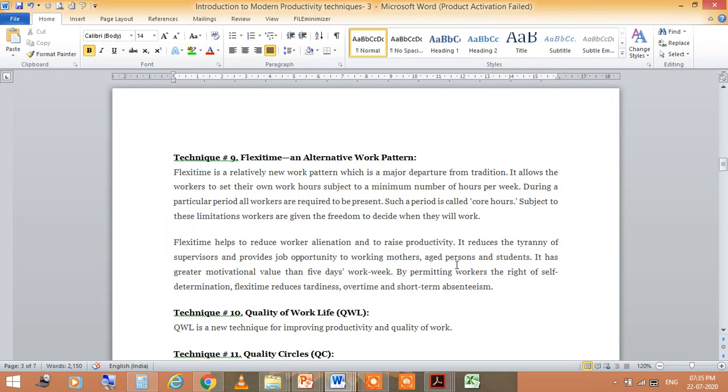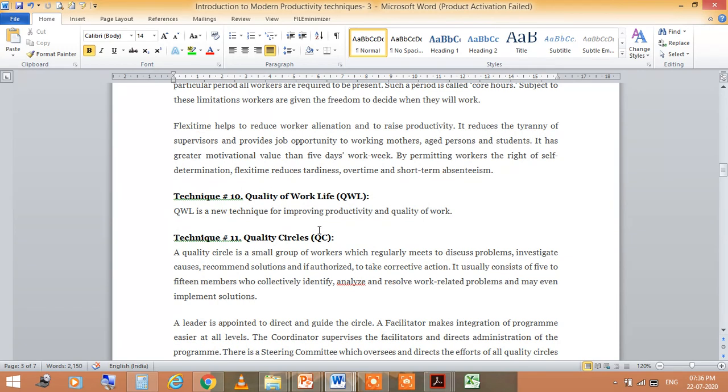Now this also helps to reduce worker alienation and to raise productivity. It reduces the tyranny of supervisors and provides job opportunities to working mothers, aged persons, and students. It has a greater motivational value than a 5 day work week by permitting workers the right of self-determination. Flex time reduces tardiness, overtime, and short-term absenteeism. Now, the 10th one is the quality of work life.